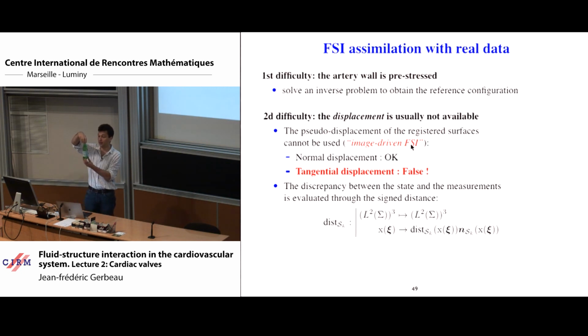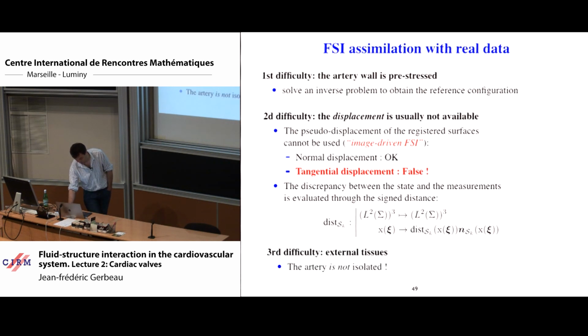Imagine I just turn this bottle around its axis. If I take an image of that, there will be no movement. But this movement makes the water move inside. So if I miss the tangential displacement, I miss basically everything in that case. That's really something that has to be dealt with. And so in that case, we use, as Philippe explained, the distance between the surfaces.